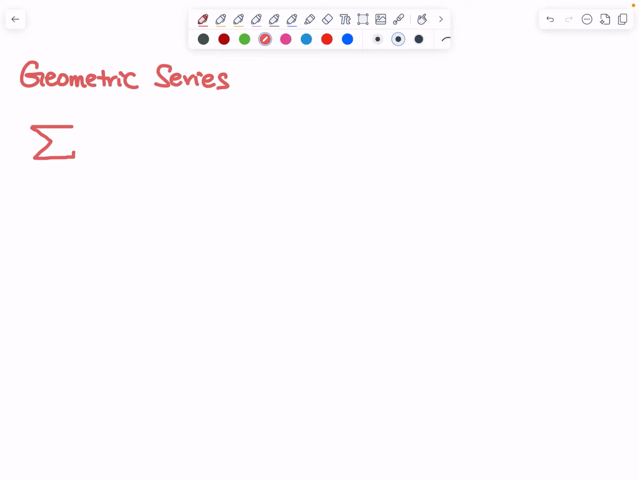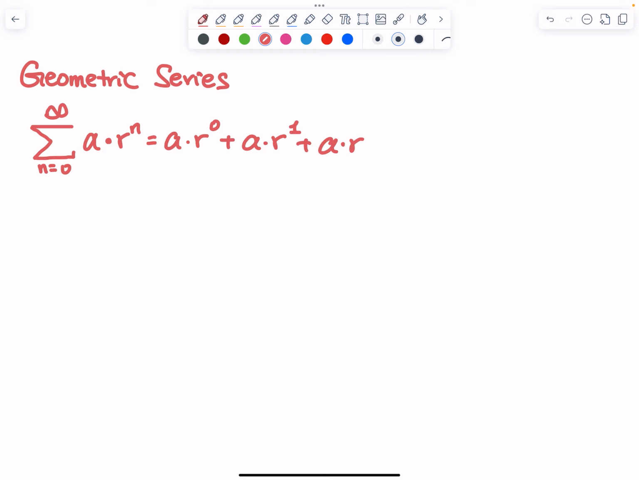Geometric series. Here we have a summation, n goes from 0 to infinity, of a times r to the nth power. That is equal to a times r to the 0 when n equals 0, plus a times r to the 1 when n equals 1, and then plus a times r to the 2 when n equals 2, plus a times r to the 3 when n equals 3, and then you can keep on going.